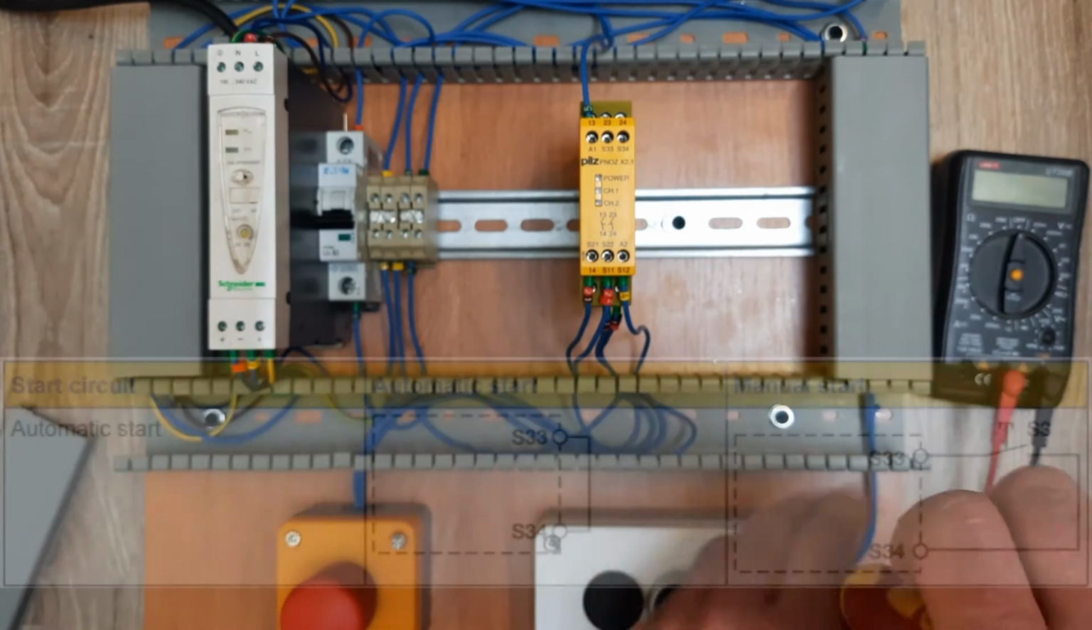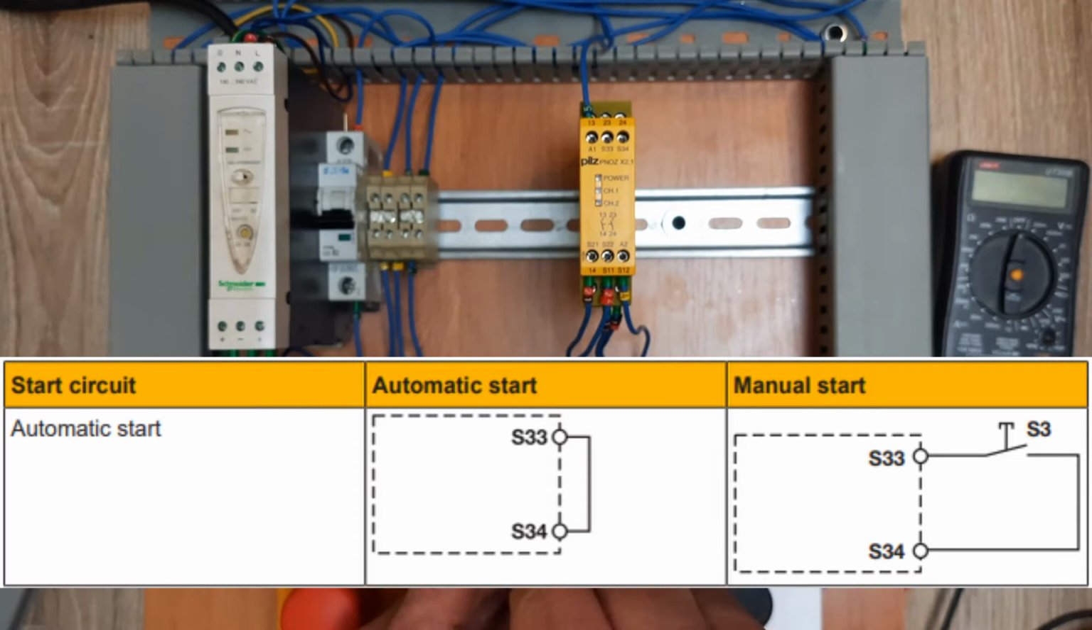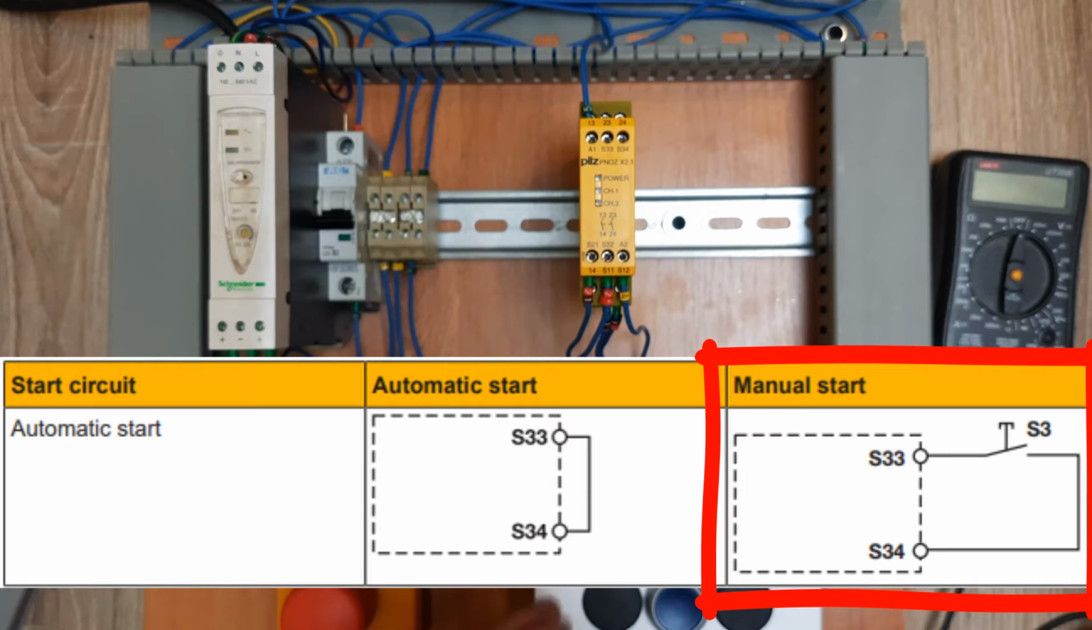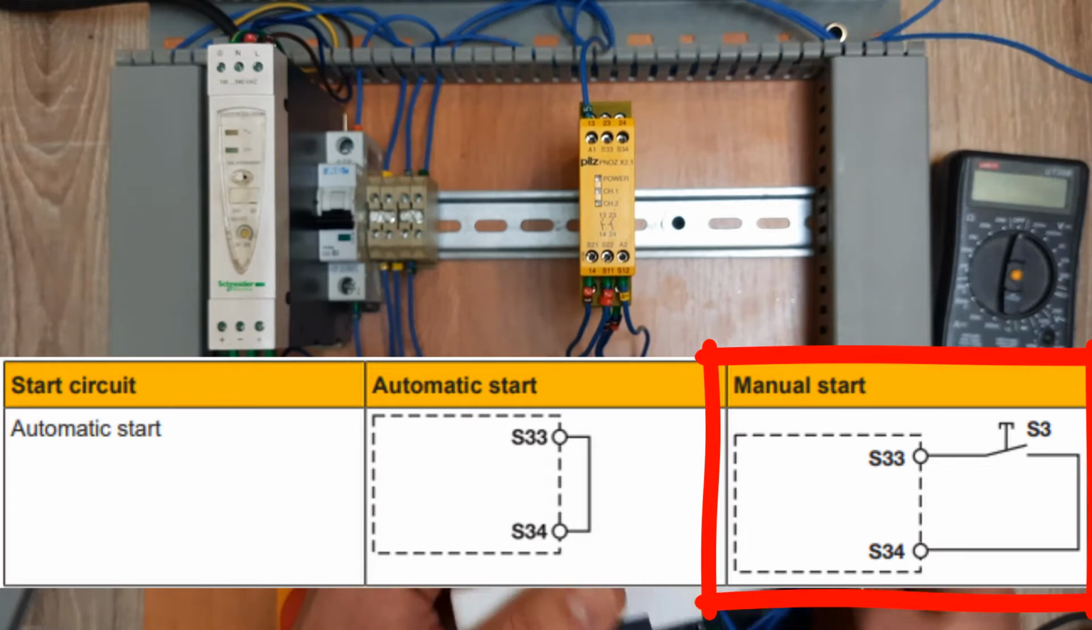According to the manual, we can wire this relay to automatic or manual start. For safety reasons, we do not use auto start with e-stop button. We will wire the relay in manual start. So for that, we need one normally open contact between S33 and S34.